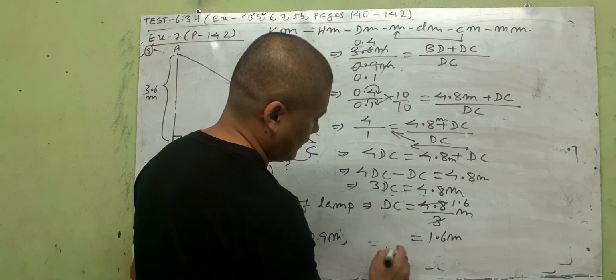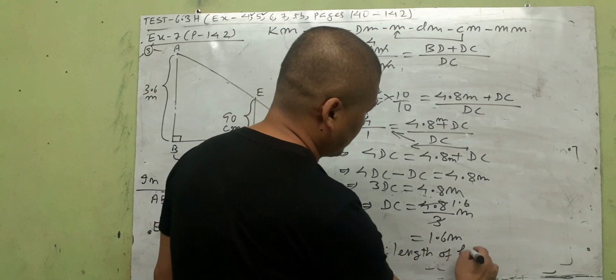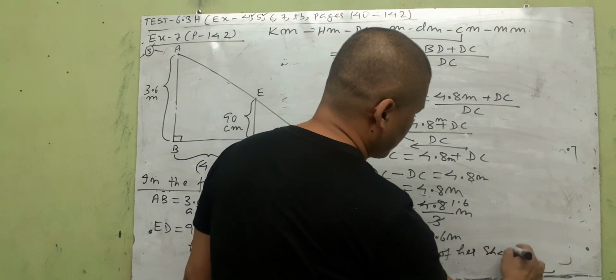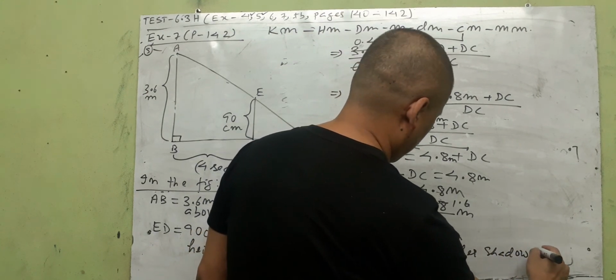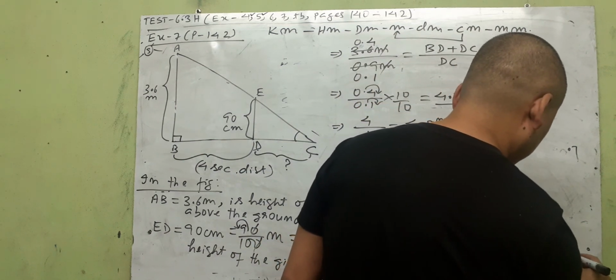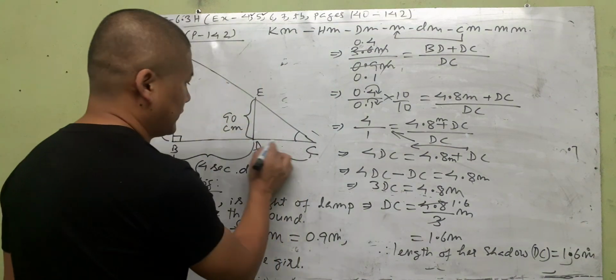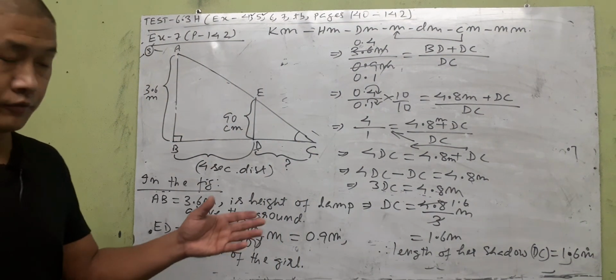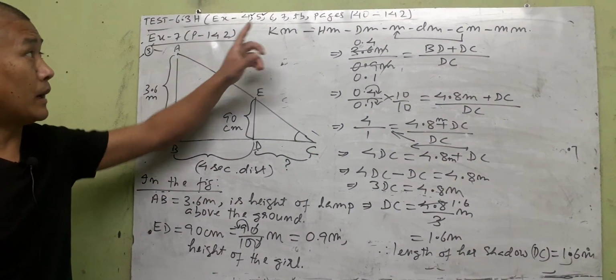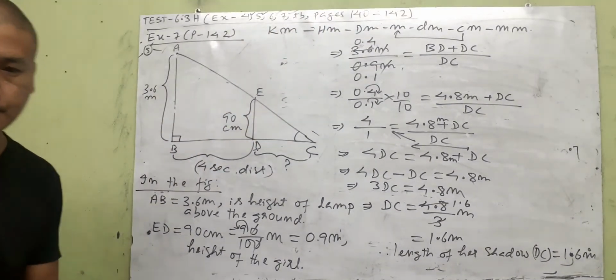Therefore, the length of her shadow after 4 seconds, which is DC, is equal to 1.6 meter. This one, the length of her shadow. That's what the question is asking. So that completes the part. 6 and 7 also done in this class. We'll give the test. Okay.